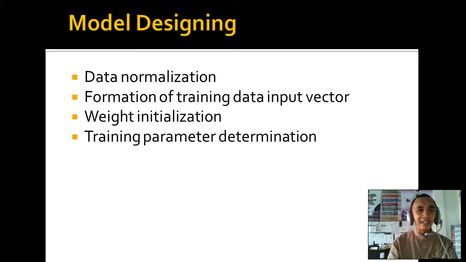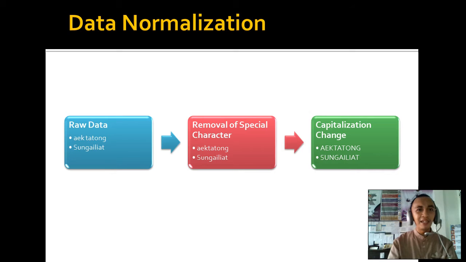For model, I design step by step this data normalization phase first, and then formation of training data input vector, then weight initialization, and finally training parameter determination. For data normalization, I have three steps. That is, first, raw data. I prepare raw data. For example, here, Aitatong and Swahilian.